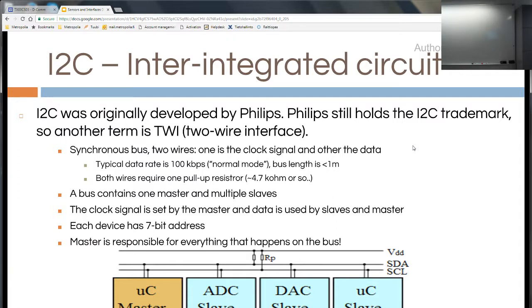Someone just took an oscilloscope. The signal is very simple. The protocol is very simple. And just, okay, we have this two-wire interface. Okay, but anyways, so synchronous bus, 2 wires.